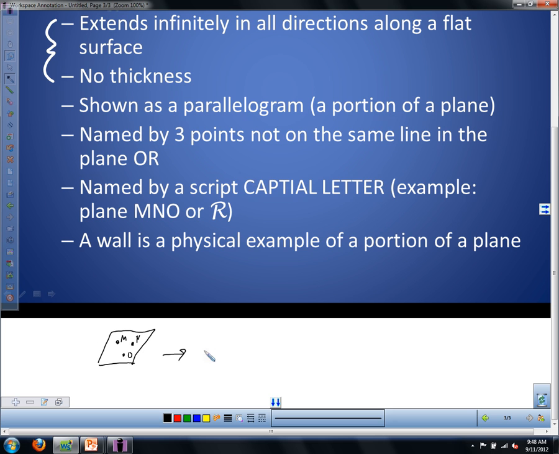So this would be, we would name this plane MNO, and we have to use the word plane to know that we're talking about a plane. We could use the symbol, the parallelogram, or if it has a script letter, a cursive letter written in the corner, we could call this plane R. Let me make a better script R. So we could call this plane R. R is not a point on the plane. M, N, and O are points on the plane. So all 3 of these are ways that we could name this plane.